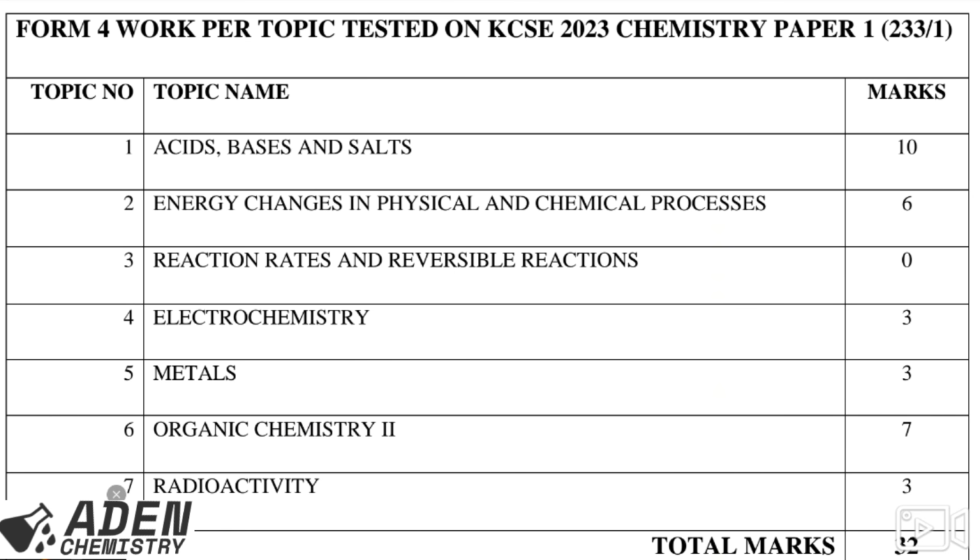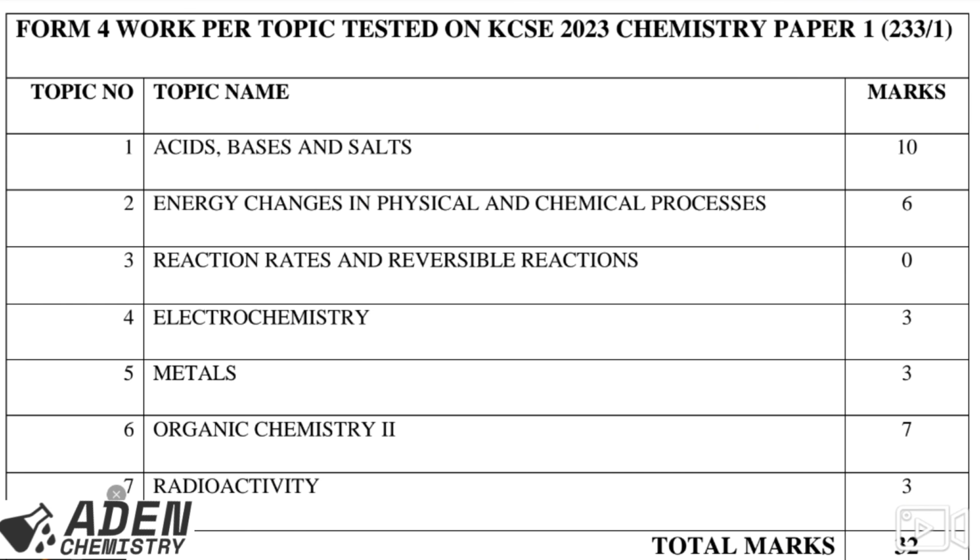So you will be giving half a mark to this concept. So we have written 0 marks. The other half we have given to this chapter called acids, bases, and salts. So let's proceed to topic 4. It's called electrochemistry. Electrochemistry had 3 marks.